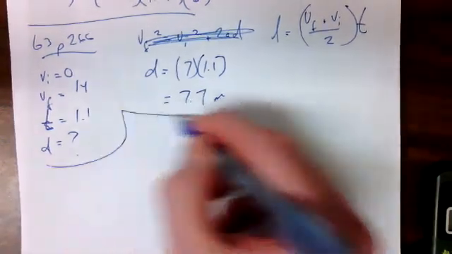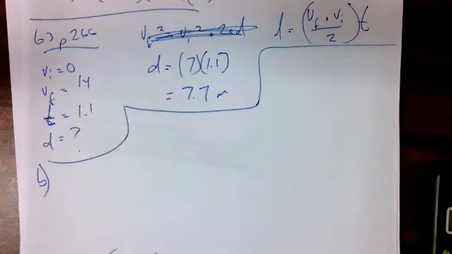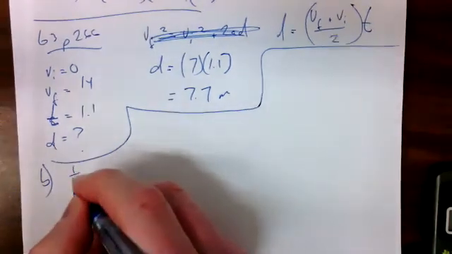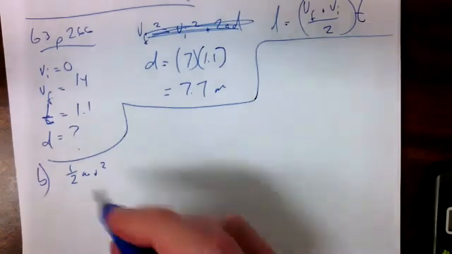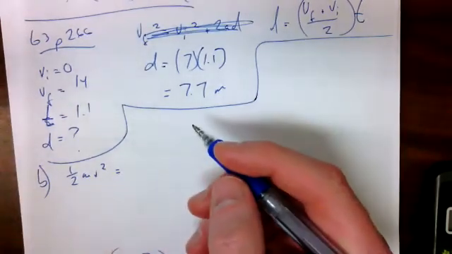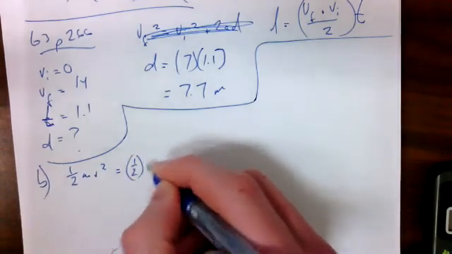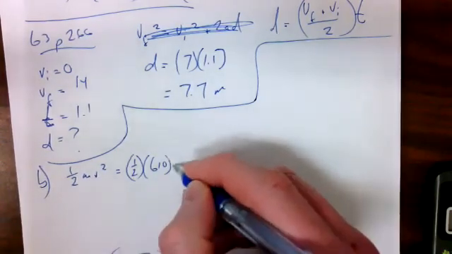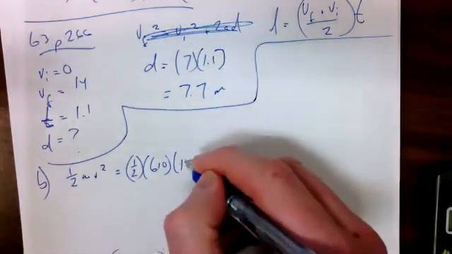Good with that? Yeah. Part B, what is the minimum amount of energy required by the horse to reach this speed? Well, that's 1/2 mv squared. The horse is 610 kilograms, so 1/2 times 610 times, and what was the speed? 14.